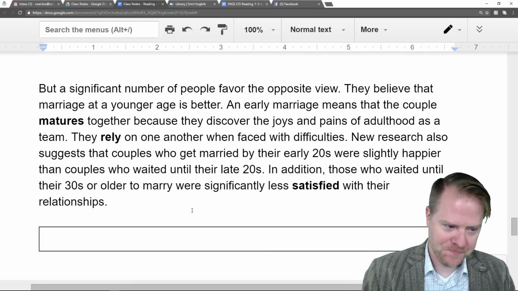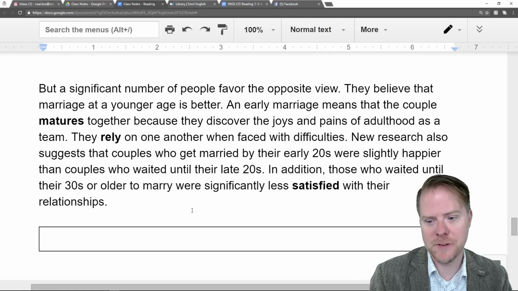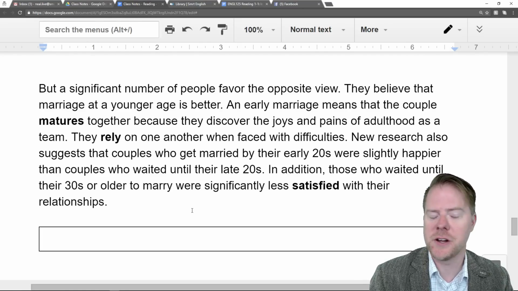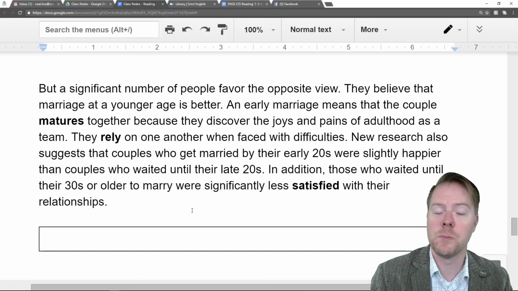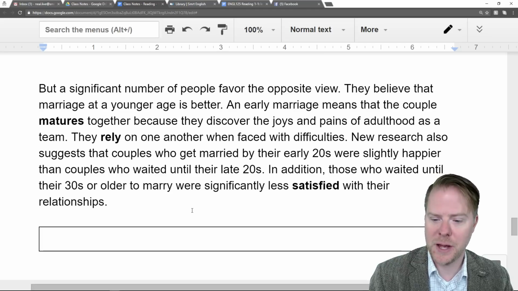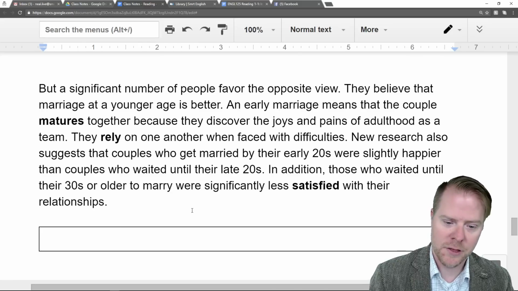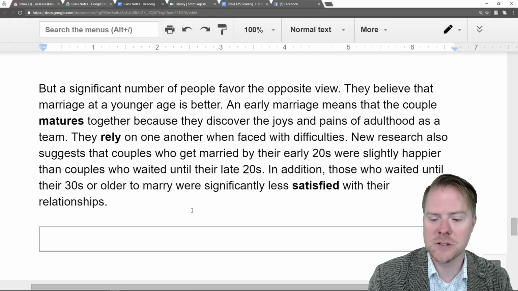So let's look at this. But a significant number of people favor the opposite view. They believe that marriage at a younger age is better. An early marriage means that the couple matures together because they discover the joys and pains of adulthood as a team. They rely on one another when faced with difficulties.